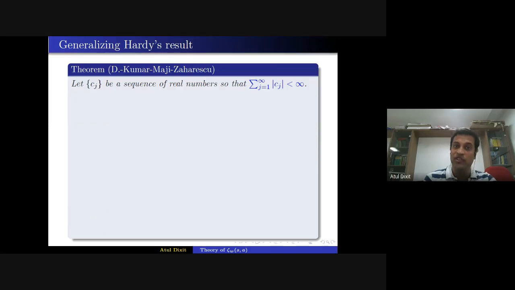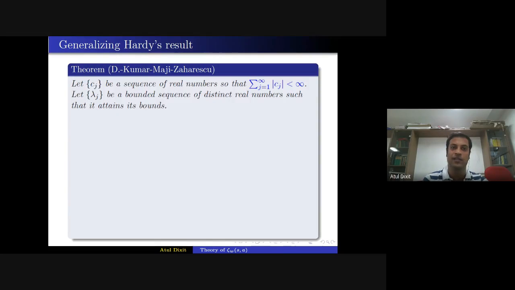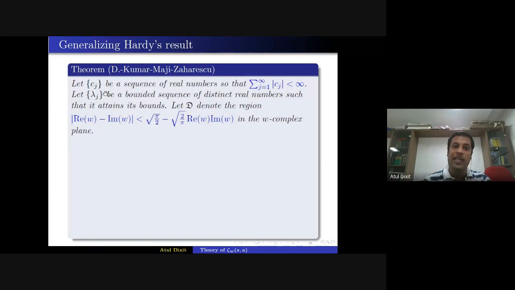Now what is an application of such a result? Well, one can actually extend or give a far-reaching generalization of Hardy's result. So here is the one that we found recently. I consider c_j to be a sequence of real numbers such that the summation of mod c_j is convergent. Lambda_j is a bounded sequence of distinct real numbers such that it attains its bounds. And let D denote this region. I'll show you the region in the next slide.